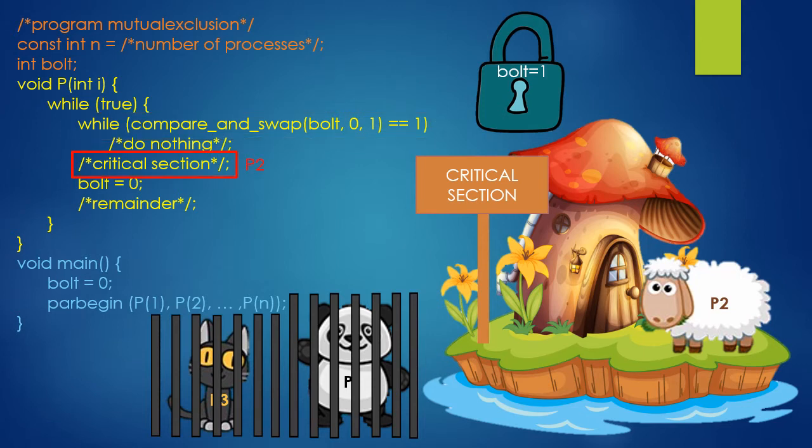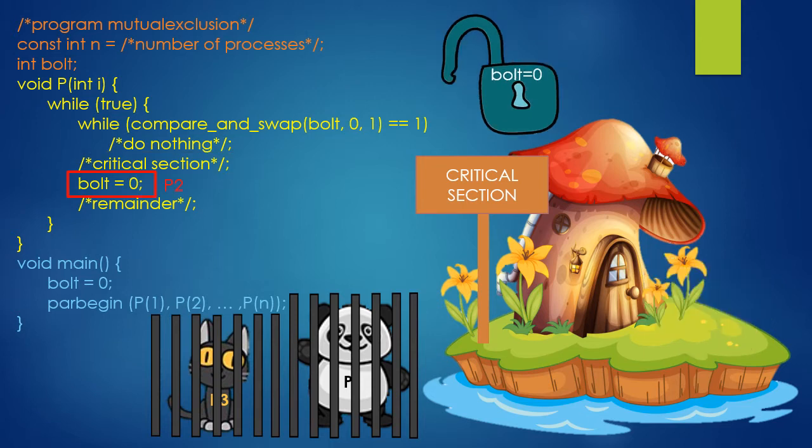P2 has had enough time in critical section now. When it moves out of the critical section, it sets bolt to 0. Both P1 and P3 have been constantly comparing the value of bolt with 0 all this time. The first one among them to realize that the value of bolt has changed will escape the while. Let us assume that between P1 and P3, P1 checks bolt first after P2 has changed it.